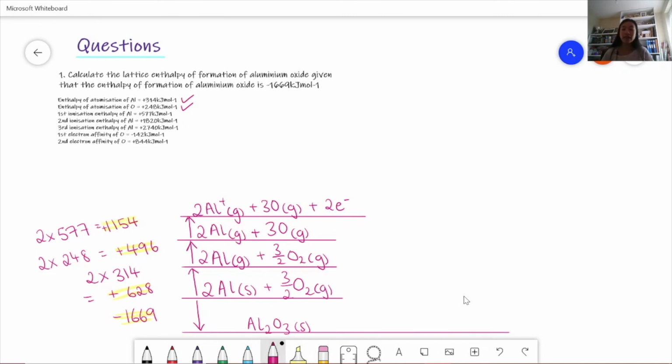And then now I'm going to continue with the second ionization energy. That's when we form 1 mole of gaseous 2 plus ions. So we'll have 2Al2+ plus 3 oxygens, which are left unchanged again. And now we're going to have 4 electrons because we've removed another electron from each of the aluminium plus ions.